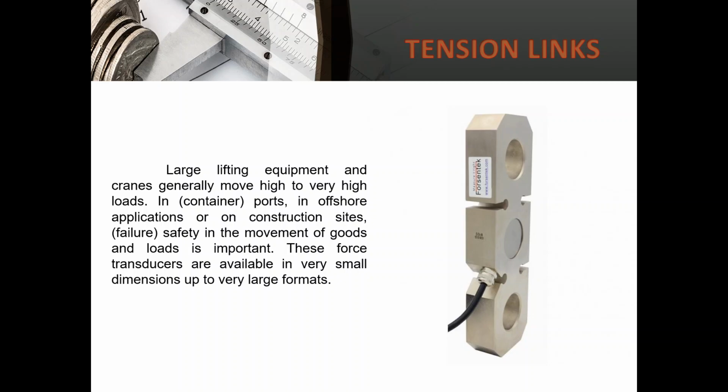And why do we need a tension link? To ensure the safety in the movement in the sites, and also to ensure safe operation and prevent overloading of machinery. In that way, the safety in the construction sites can be first-rate quality.